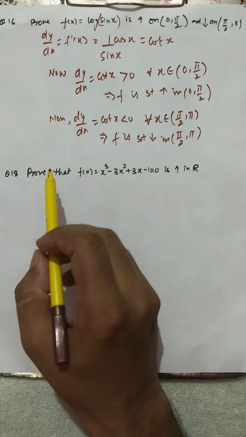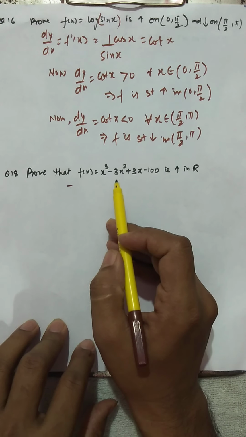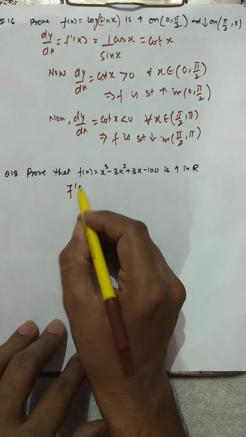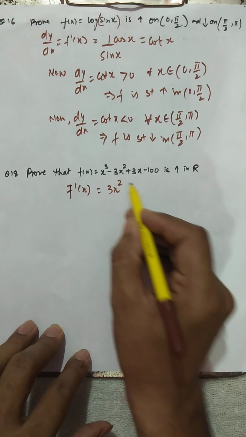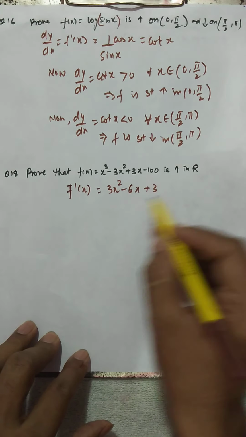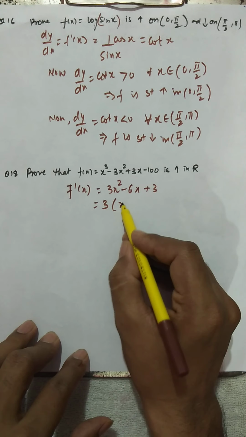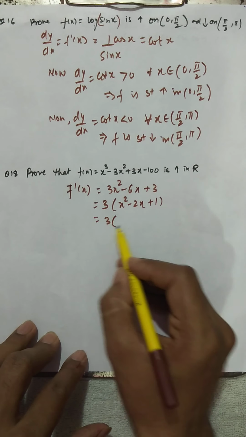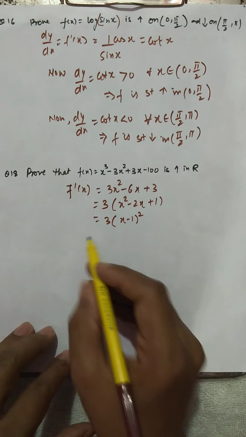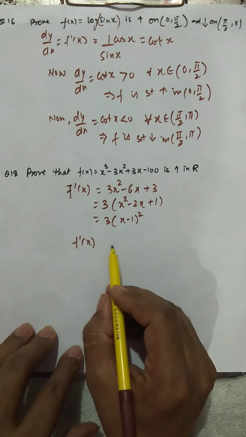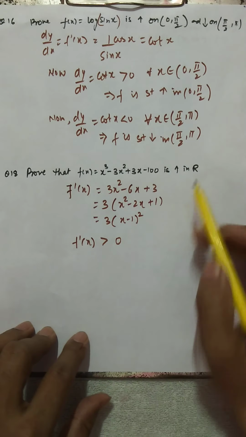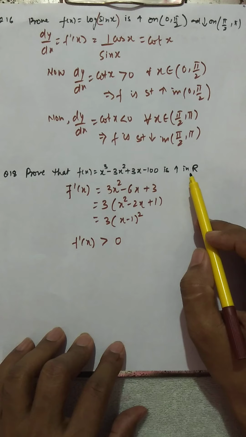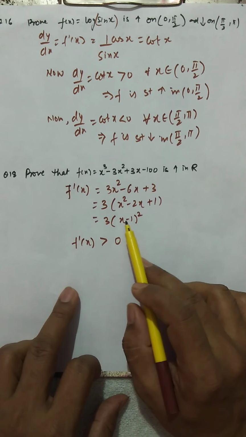Now consider question number 18. Prove that the function f(x) equal to x cube minus 3x square plus 3x minus 100 is increasing in R. So we'll find the derivative f dash x. This will be 3x square minus 6x plus 3. You may take 3 common, then it becomes x square minus 2x plus 1, and that you can further write as 3 times x minus 1 whole square. So you can see that f dash x is greater than 0 for all x belonging to R except x equal to 1, because at x equal to 1 this is going to be 0.